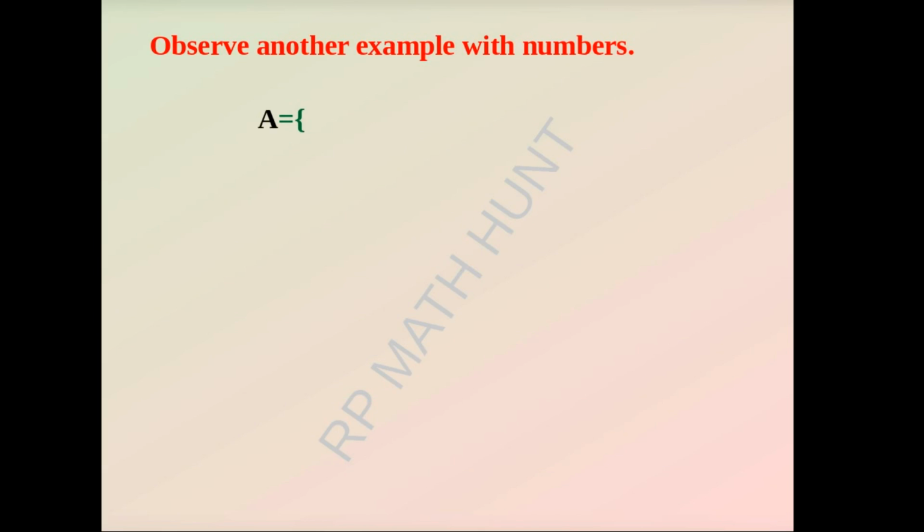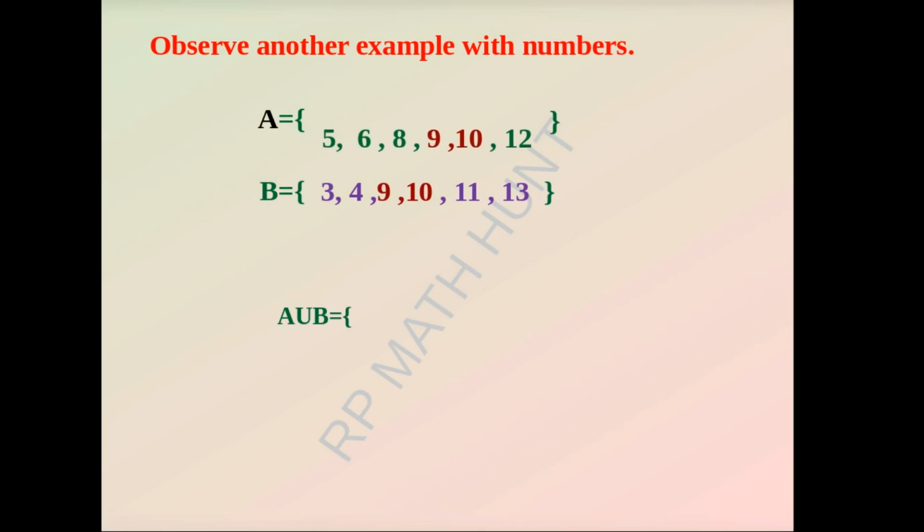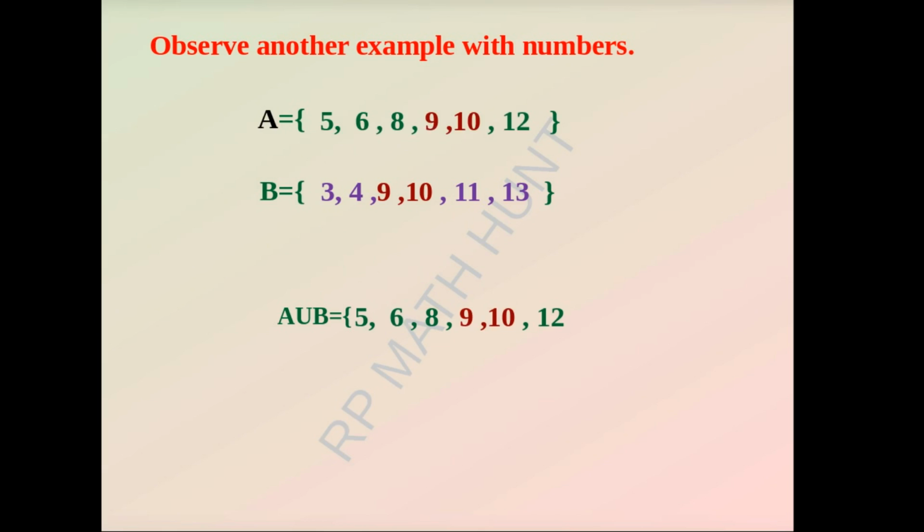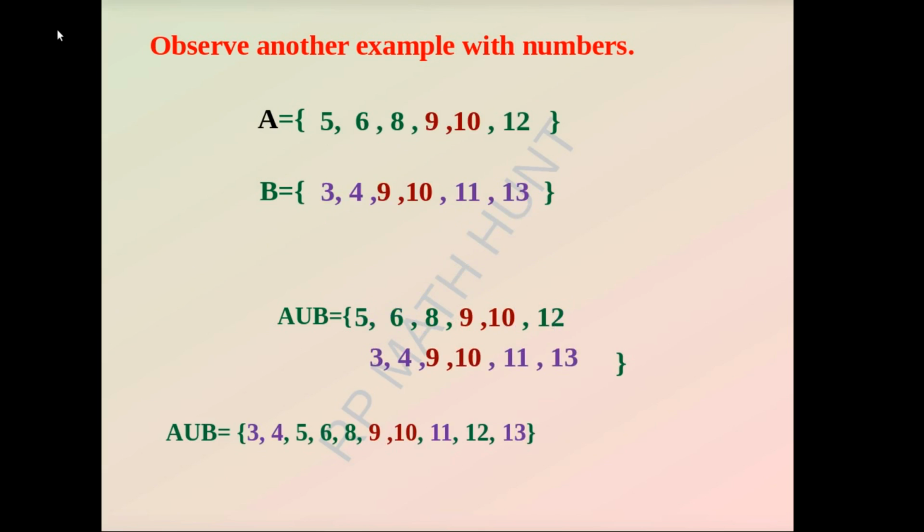Observe another example with numbers. A is 5, 6, 8, 9, 10, 12. B is 3, 4, 9, 10, 11, 13. A union B equals 3, 4, 5, 6, 8, 9, 10, 11, 12, 13. Since 9 and 10 are repeated, we have taken them only once.